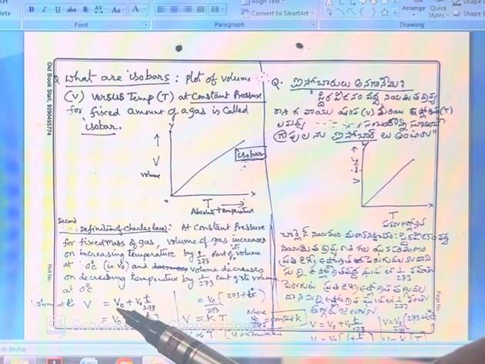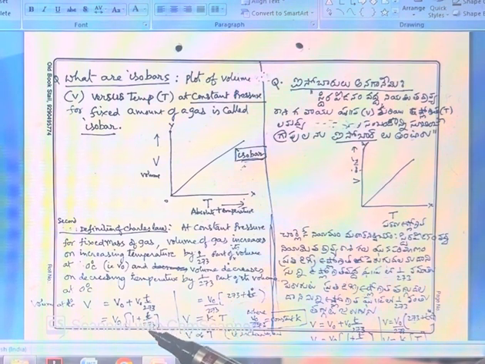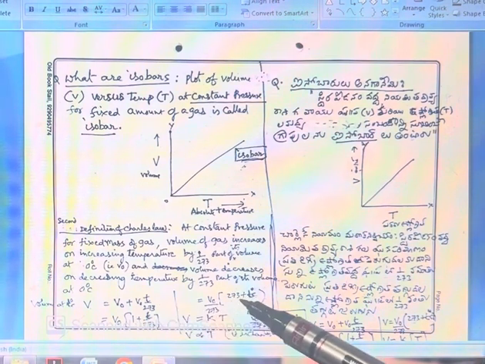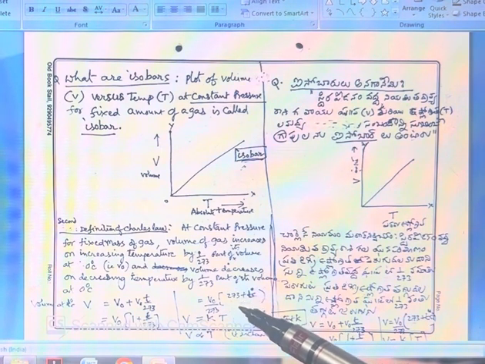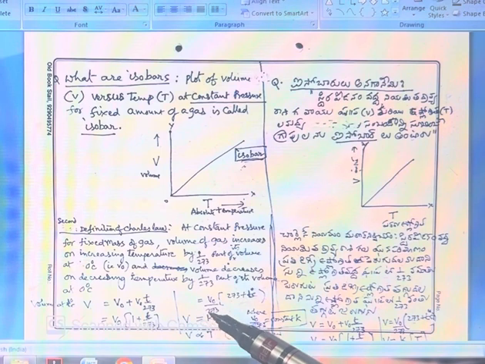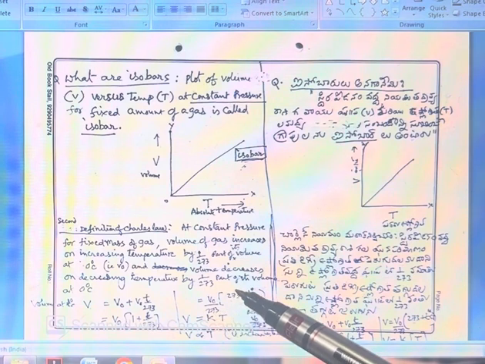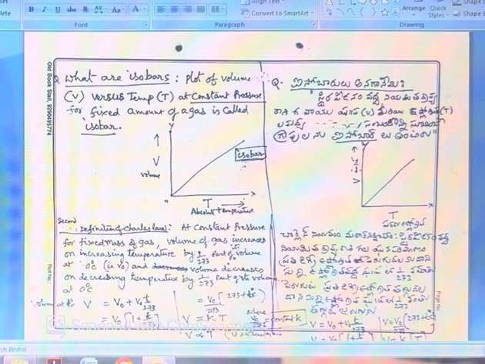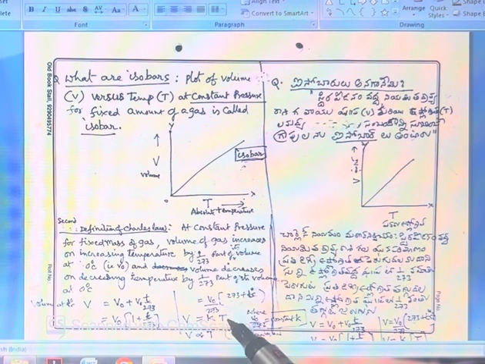Taking V0 common, 1 plus T by 273. Taking the LCM, 273 plus T degree centigrade by 273. Since 273 is a constant, I have taken it out of the brackets: V0 by 273 into (273 plus T degree centigrade). You know, T degree centigrade plus 273 is called capital T.